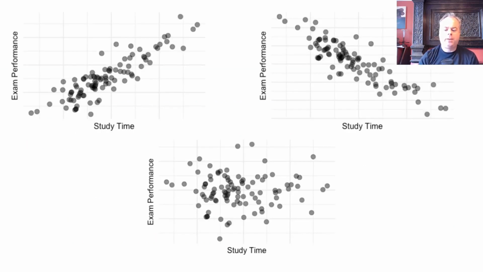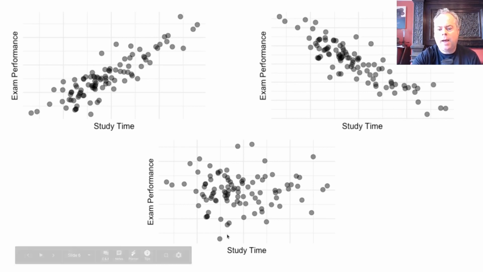And we might represent them something like this. So here we've got exam performance and study time. Study time goes up, exam performance goes up, so we could draw a line maybe a little bit like that. That would be positive correlation. Over here we've got negative correlation, where exam performance actually drops as study time goes up. And down here we've got simply no correlation whatsoever.